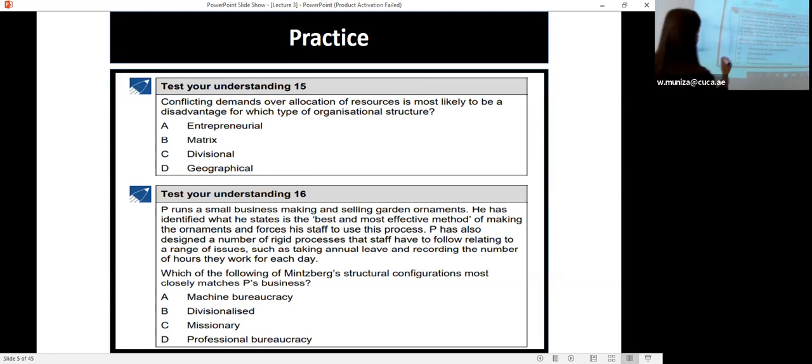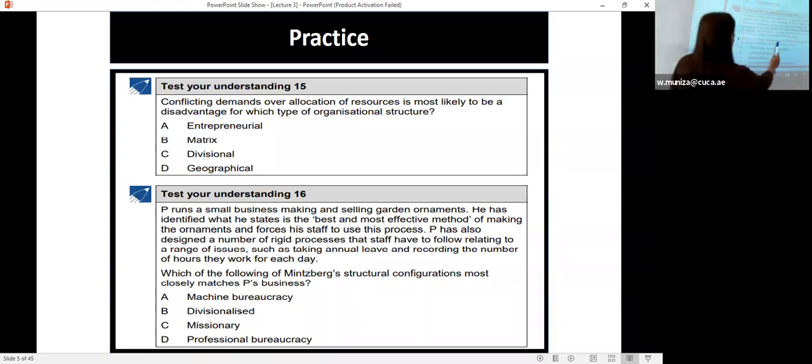Okay, now understanding number 16, the requirement of the question is, which of the following Mintzberg structure configurations most closely matches P's business? Henry Mintzberg told us that there are five building blocks in any organization and the sixth one has been added later. What are the five building blocks given to us by Mintzberg? Very good, strategic apex. Number two, middle line, tactical management also. Operating core, then techno structure and, sorry, ideology is the sixth one which has been added later. The fifth one has been support staff. Very good. So they are asking which of the following Mintzberg structure configurations most closely matches P's business.